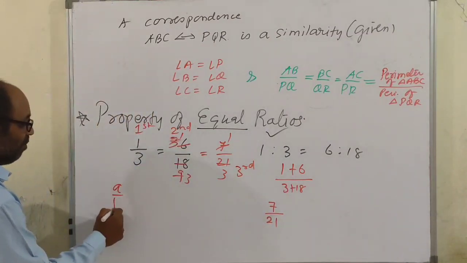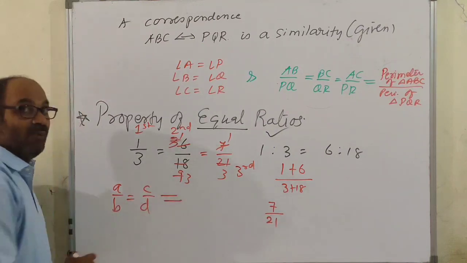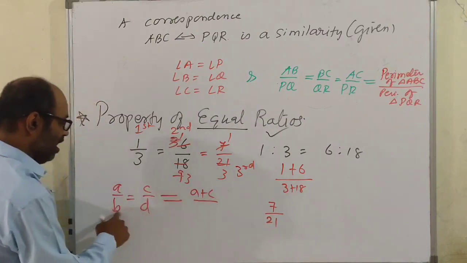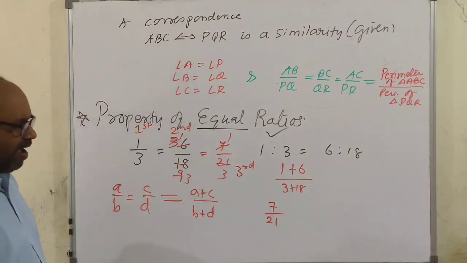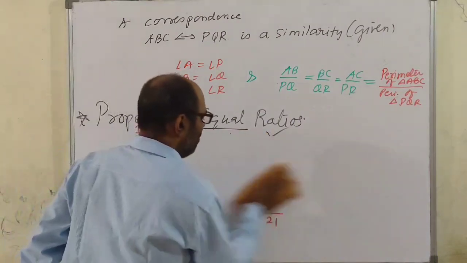So if I have A upon B is equal to C upon D, then I can say that is equal to the third ratio. And what is that? A plus C upon B plus D. Am I right? Same way, if there are three equal ratios, it applies the same.